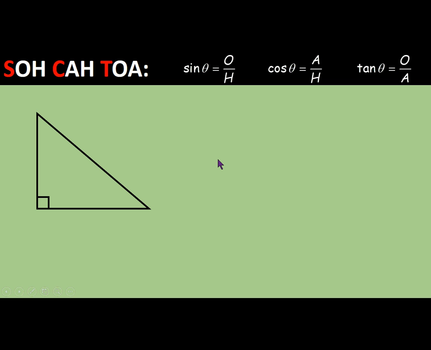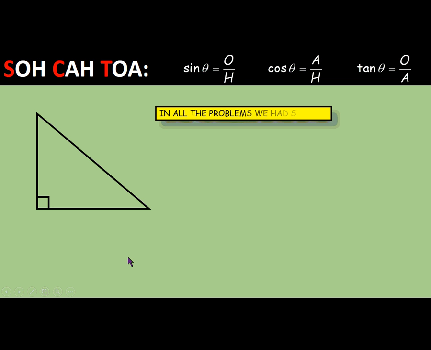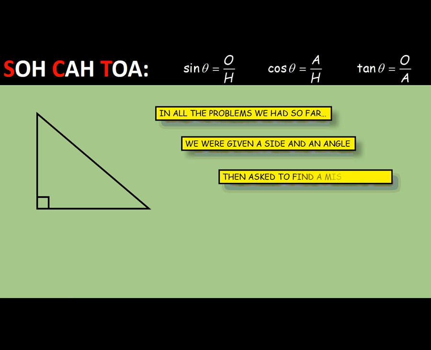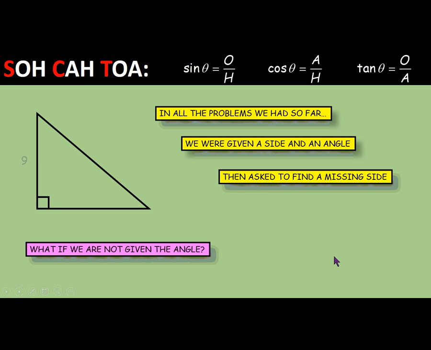The thing that's going to be different about these problems from what we've seen before is we'll have a right triangle, but we're not going to know the angle measurements. See, in all the problems we had so far, we had a right triangle and we knew one side and an angle, and we were asked to find a missing side. But in this case, we're going to be asked to figure out stuff without knowing the angles. So in this problem, we don't know these two angles.